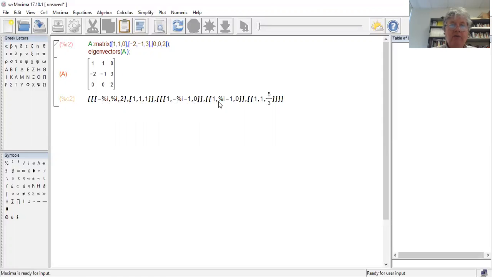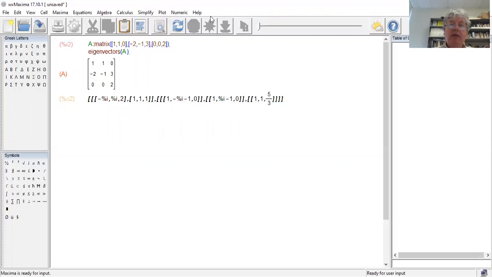And then we have 1, i, minus 1, 0. That's the eigenvector for i. And notice that minus i and i are complex conjugates, and the eigenvectors are complex conjugate. That's always going to be the case. And then finally, we have the eigenvector 1, 1, 5/3, and that is the eigenvector for 2.